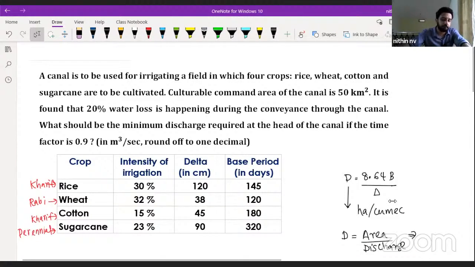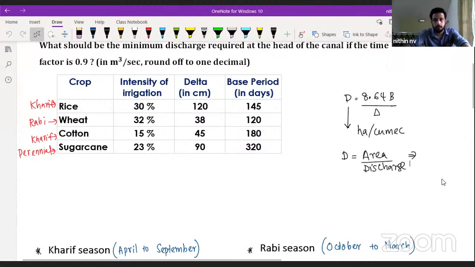Then we have to check. Understood? Is it clear till here? Yes. Have you taken down the data? Can I just change the screen? Yes, thank you. Now see? Okay, you can see the data there also.